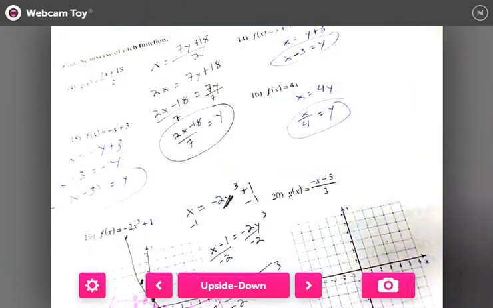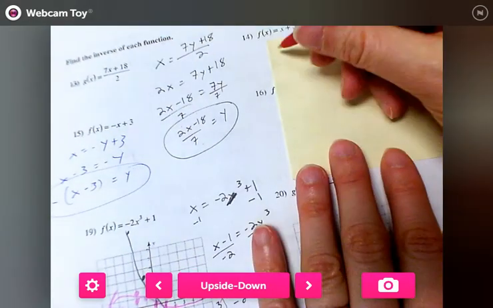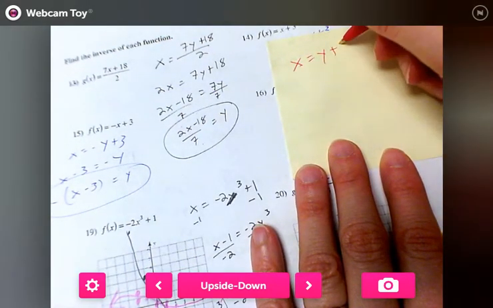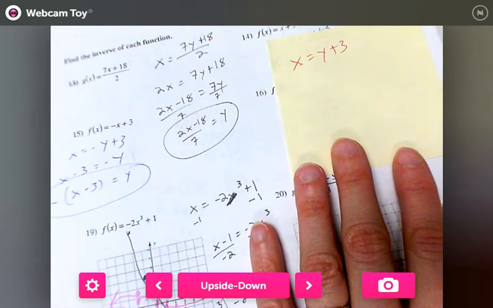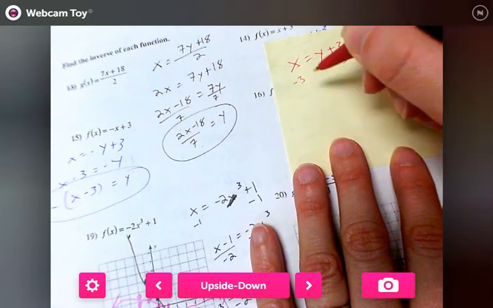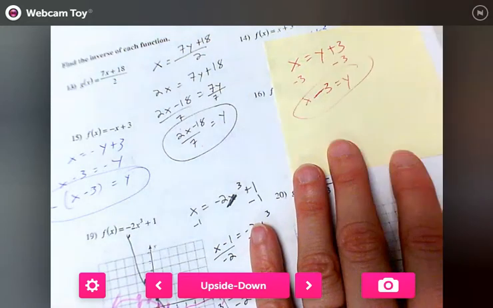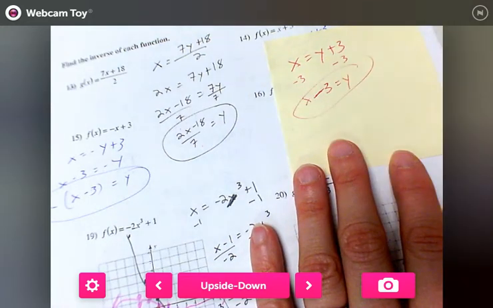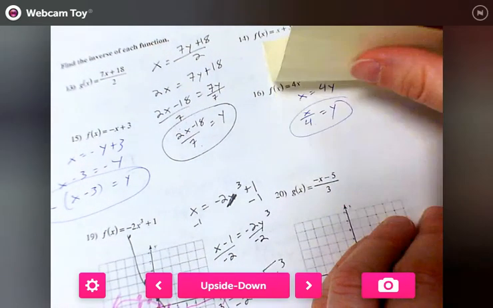Okay. Let's look at an easy one, like 14. For 14, we have x equals y plus 3. What do I do? We're just going to subtract 3 from each side. x minus 3 equals y, and I'm finished. That's the whole thing. All you did was move the number over. You switch where x and y go, then move the number over. That's it.